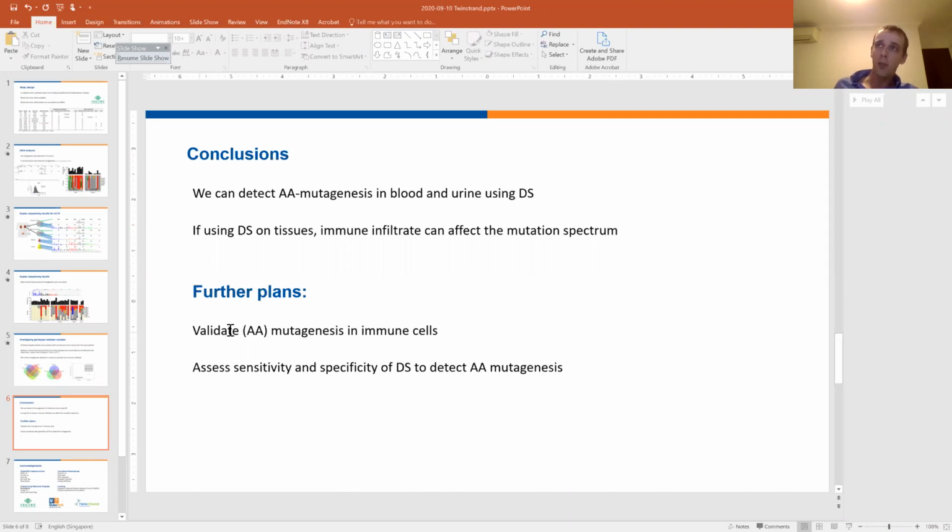So our future plans are to validate this mutagenesis in immune cells. We got some more blood, we will sort the immune cell populations, and then validate that the mutations are really in the immune cells, in the blood cells, and not in circulating tumor cells. And we would also like to assess the sensitivity and specificity of duplex sequencing to detect AA in blood and urine samples.